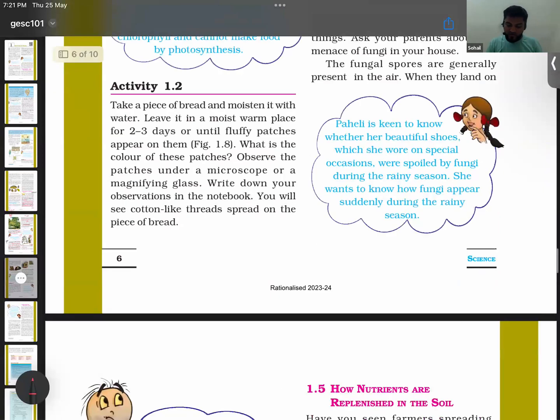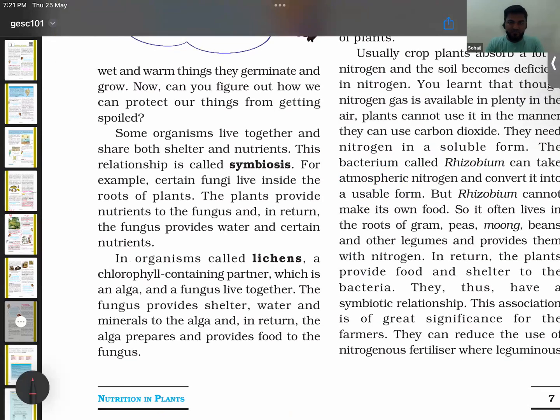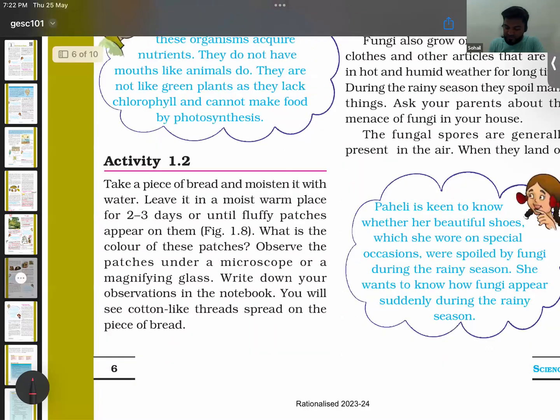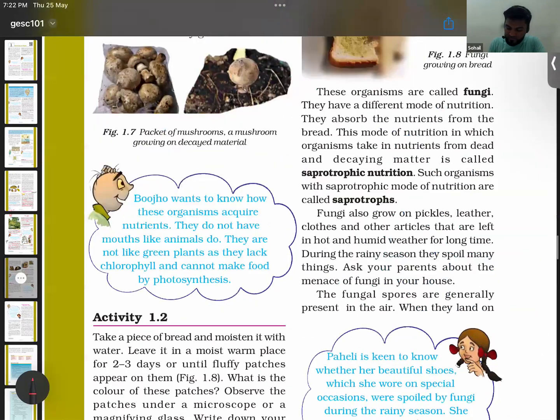So in nature, you will find that two organisms live in a relationship where they benefit each other. One will be doing the work of food production, and one will be providing raw materials for food production. So we will discuss that. See here, we were talking about saprotrophs. So read the paragraph from here.